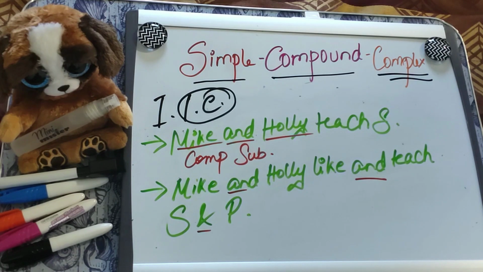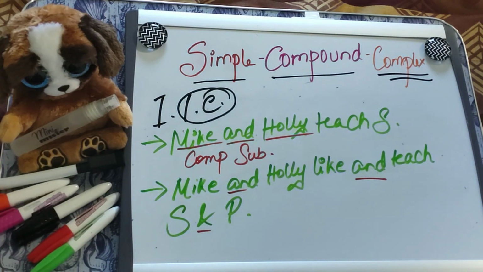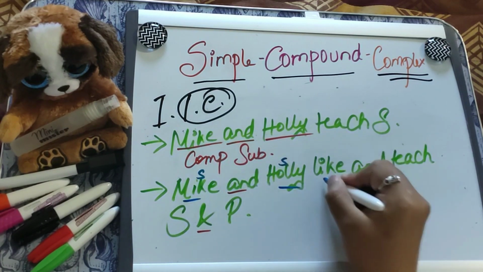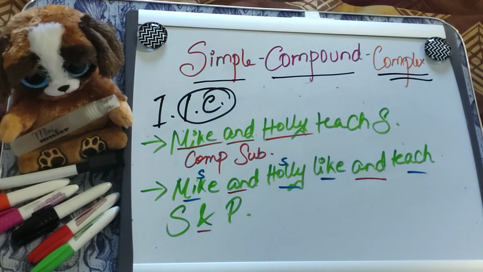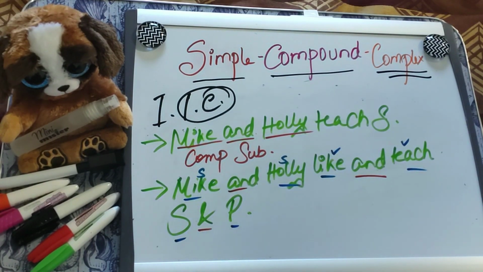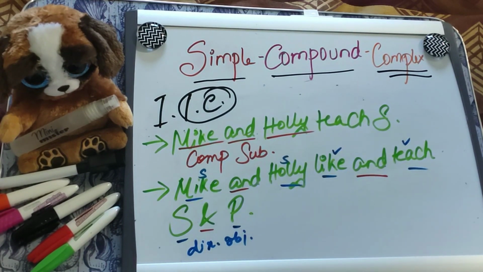The first and is serving the purpose of a compound subject, joining two subjects. The second and is joining two verbs. And the third and is trying to join two direct objects. So this is another form of a simple sentence.